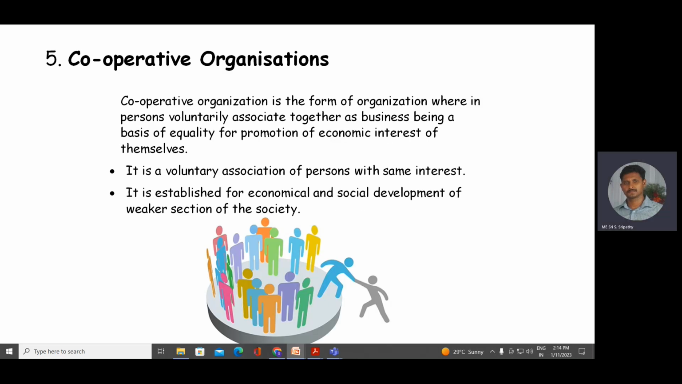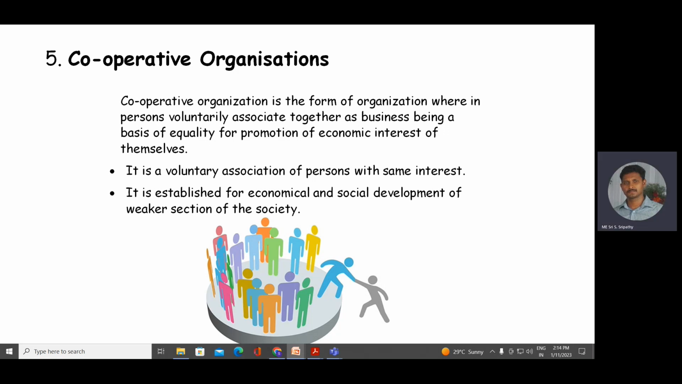Coming to the fifth business organization, cooperative organizations. A cooperative organization is the form of organization wherein persons voluntarily associate together as human beings, on the basis of equality, for promotion of economic interest of themselves. It is a voluntary association of persons with the same interest. It is established for economic and social development of weaker sections of the society.